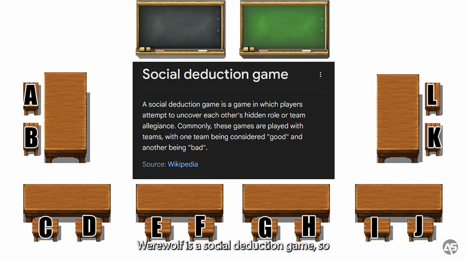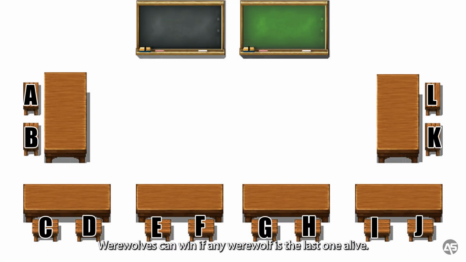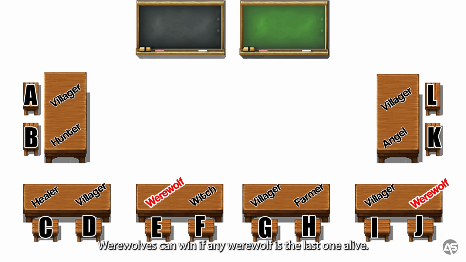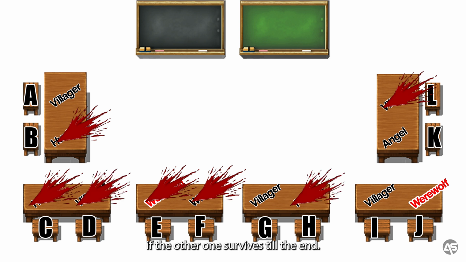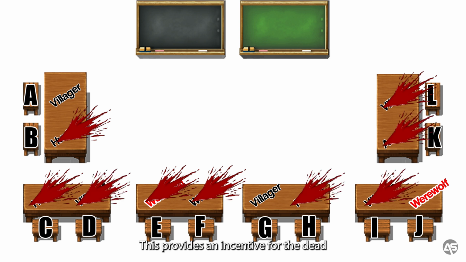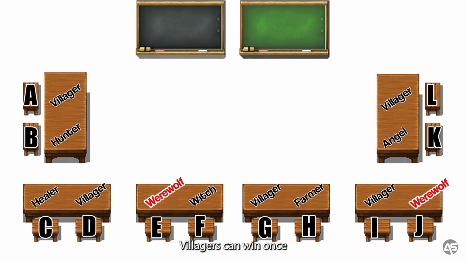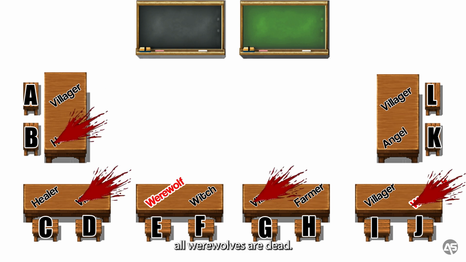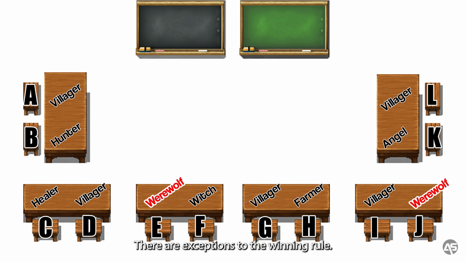Werewolf is a social deduction game, so be sure not to pass out information willy-nilly. As the moderator, say only what is necessary. Werewolves can win if any werewolf is the last one alive. One werewolf can die but still win if the other one survives till the end. This provides an incentive for the dead werewolf to lie as a ghost. Villagers can win once all werewolves are dead. There are exceptions to the winning rule.